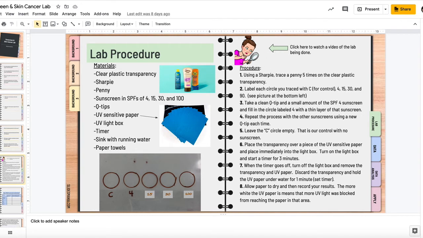And right here, there is a video for you to watch of the lab being done. So it's easier for you to tell rather than just reading through the procedure, which you should still do. So you'll read through the procedure, but also you can click here to watch a video of the lab procedure itself to see how this would be done. For me, it's always easier to see something done than just reading about it. So that's there for you as well.